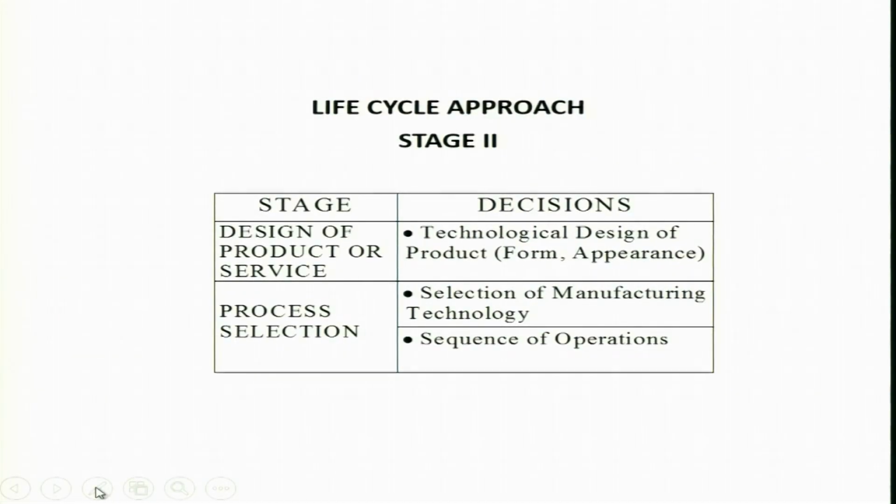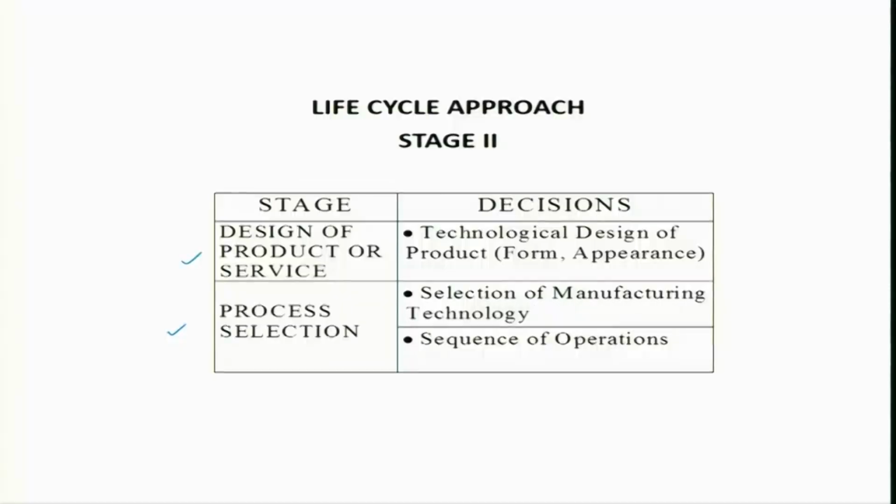Now, coming to life cycle stage 2, where we are talking about the design of products and services and then selecting the appropriate technology for that. Here, when we say design of the product, I am interested not only in features but also in form and shape. Form and shape help in selling the product and its appearance, and features mean something which fulfills the requirements of the customer.